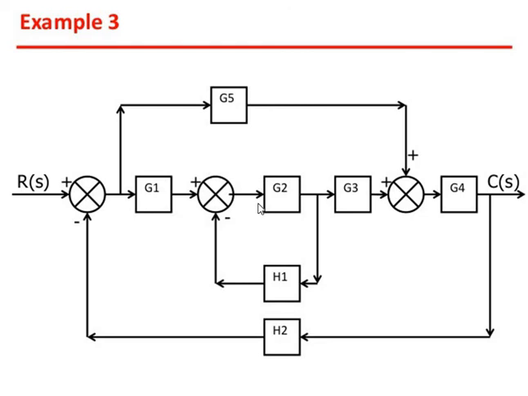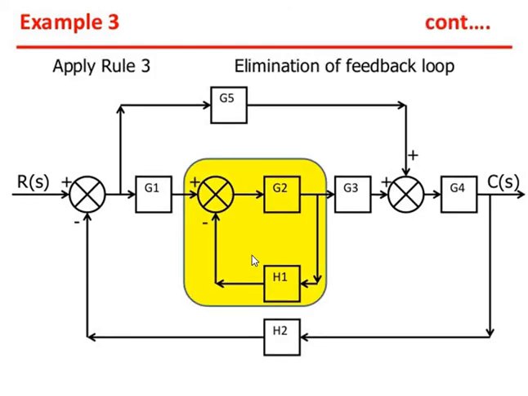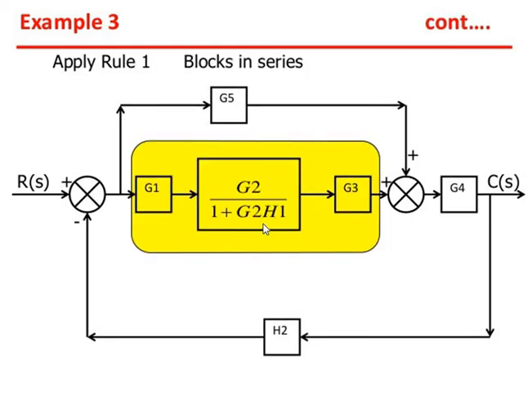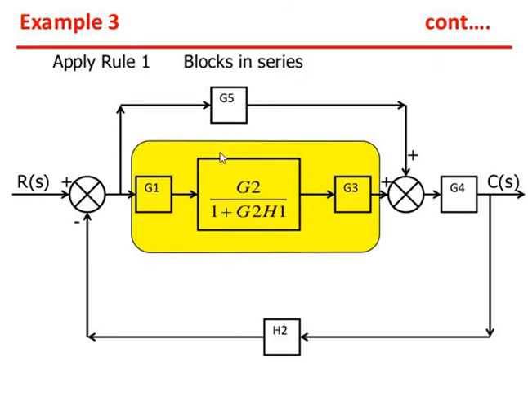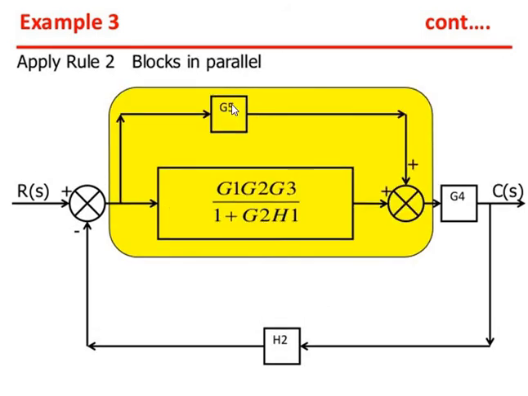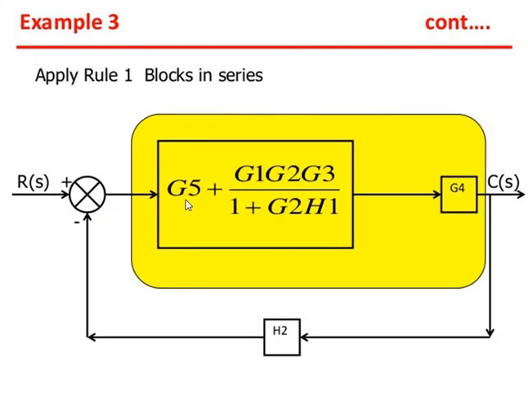Now this solves, it becomes this, but this is the parallel combination of all these blocks, so it becomes parallel with the G5. So solving these two parallel blocks, we have to add this block G5 plus this block, so it becomes G5 plus G1 G2 G3 divided by 1 plus G2 H1.